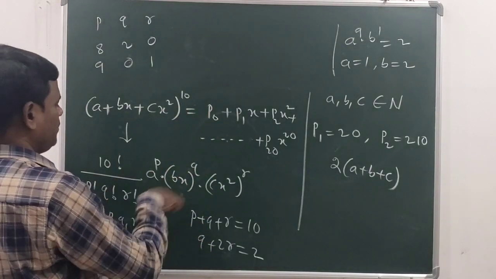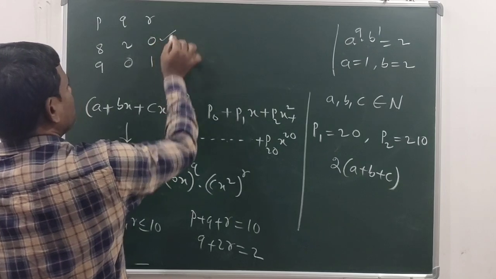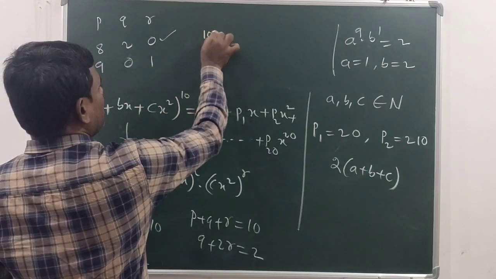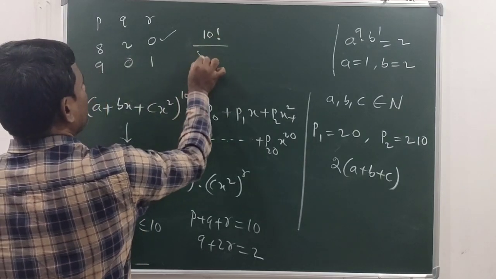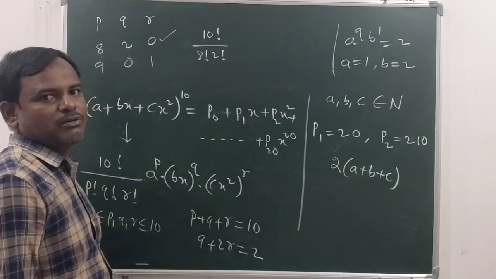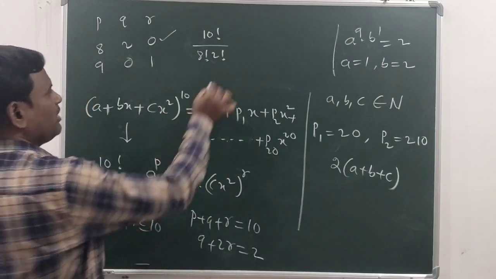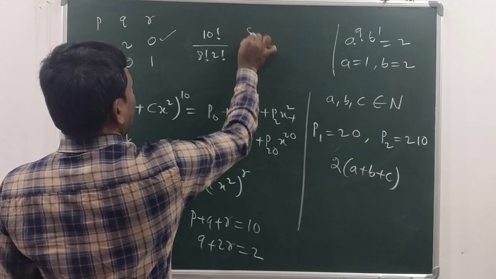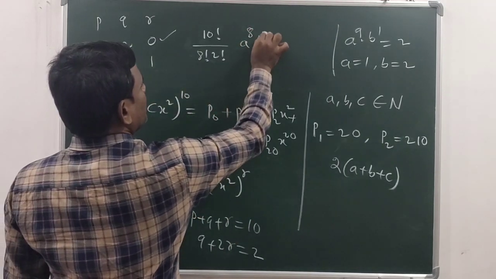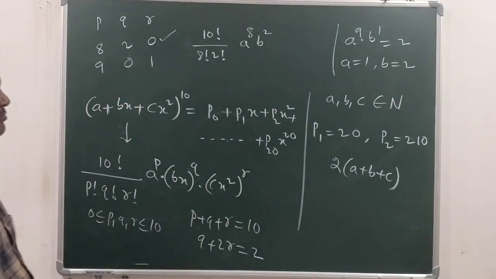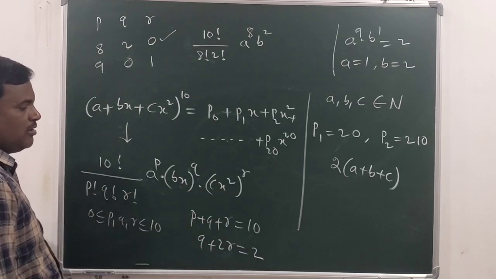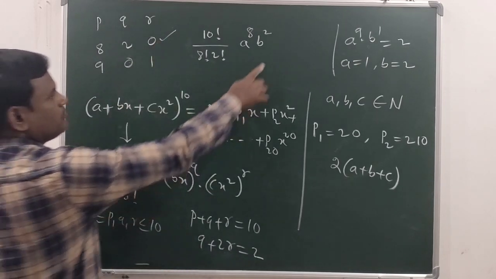Now go for simplification. Here if you consider these P, Q, R values, then the coefficient of x square will be 10 factorial by 8 factorial, 2 factorial, 0 factorial, which becomes 1. Now write here a power 8. Now here b power Q, Q value 2, b square. Okay. Now here x square, right, here r value 0, r value 0.